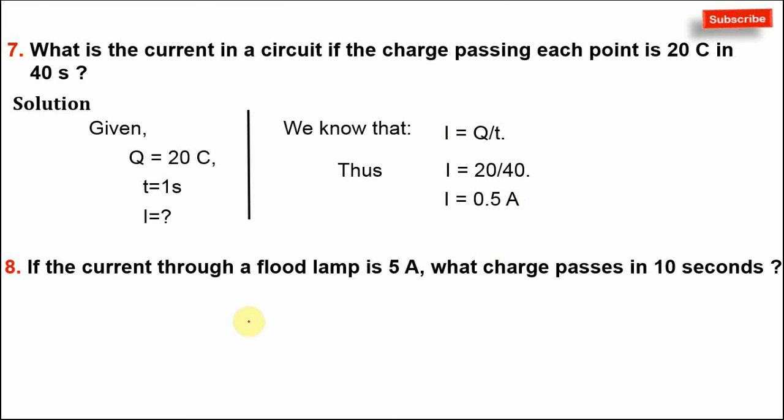And the eighth example: if the current through a flood lamp is 5 ampere, means this is the value of I, then what charge passes in 10 seconds, and this is the value of T. So simply the value of Q we can find out by taking I into T. So see here the given data: I is equal to 5 ampere and T is equal to 10 seconds, and they are asking us to find out the charge.